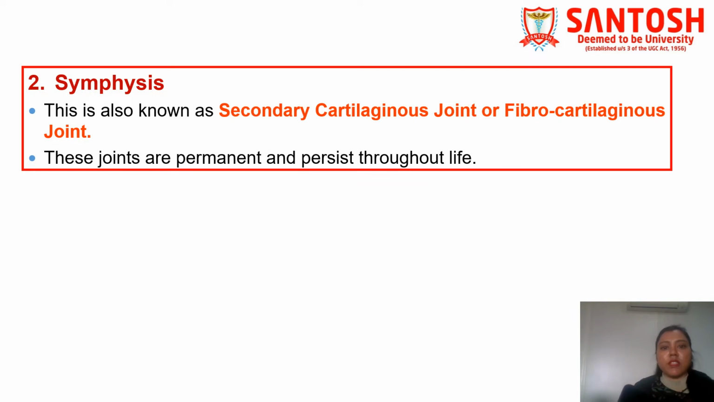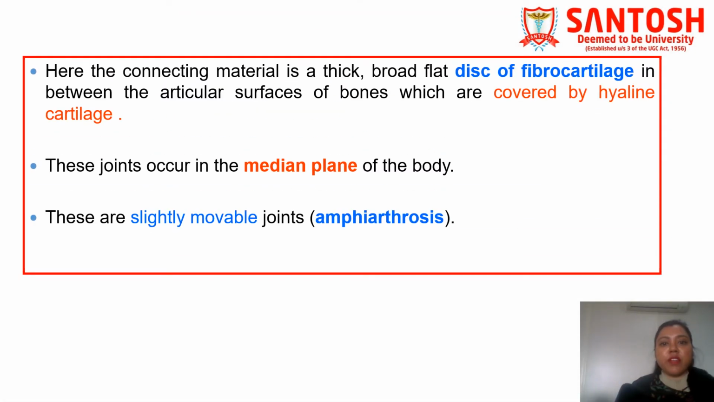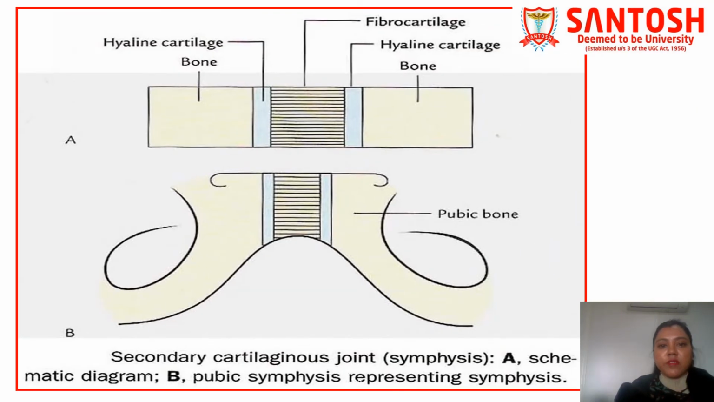Now the symphysis, the secondary cartilaginous joint or fibrocartilaginous joint, is permanent and persists throughout life. The type of cartilage present between the two bony ends is fibrocartilage, and it is an amphiarthrosis, a slightly movable joint. So this is an example of a secondary cartilaginous joint or symphysis.